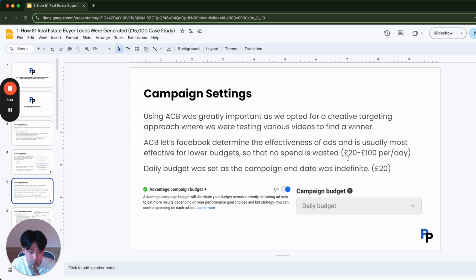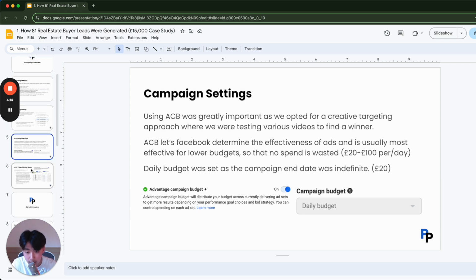So that's the same if it was in US dollars, right? So $20 to $100, you should be using ACB. A daily budget was also set as opposed to a lifetime budget for the campaign, as the end date was indefinite. In this case, the client used £20 per day as the starting ad spend.